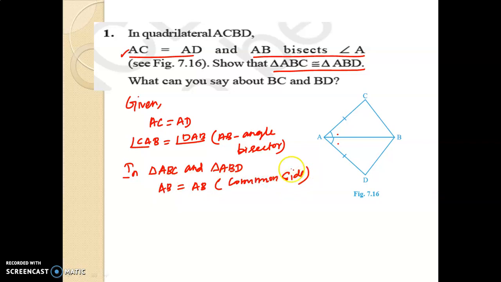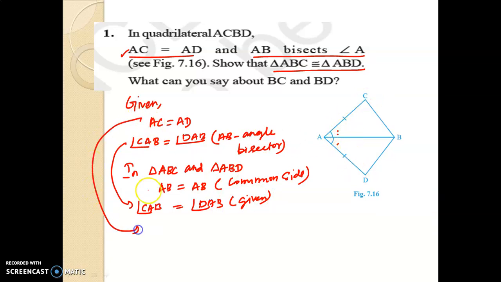So common side, and also in triangle ABC, this angle equals this angle. These two angles are equal, already given here. That is angle CAB equal to angle DAB, so that is given. And one more given, AC equal to AD. That is also given here.